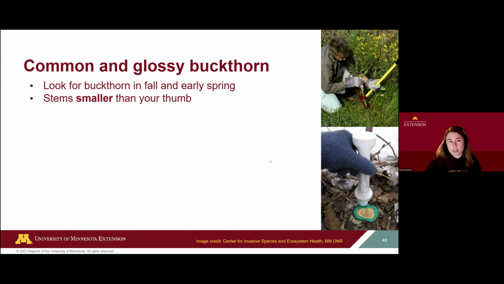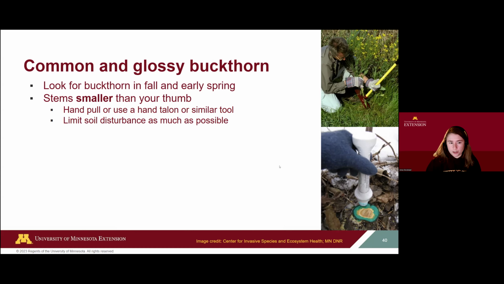If it has a stem that's smaller than your thumb, you can go ahead and pull those out by hand, or you can use something called a hand talon, which is shown here in that upper photo on the right. You want to try to limit soil disturbance as much as possible because too much soil disturbance can help germinate the buckthorn seeds in the soil. So just trying to limit that soil disturbance as much as possible is important.